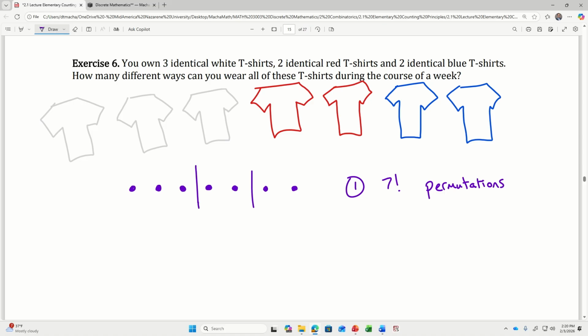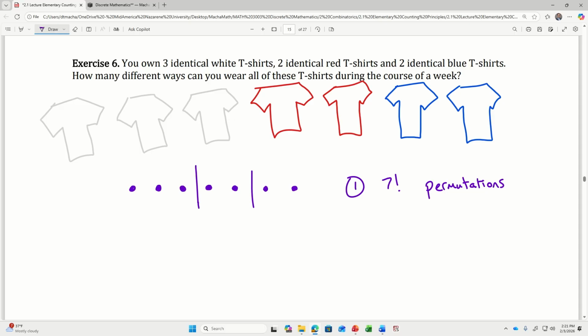Maybe I misspoke. Maybe the better way to think about this is each one of those dots is a day of the week. Right? Imagine each dot as being either Monday, Tuesday, Wednesday, Thursday, Friday, Saturday, Sunday. And as I permute these and then place these little partitions, these 3 days of the week get to be white t-shirt days. And these 2 days of the week get to be red t-shirt days. And then the last 2 days, whatever they might be, Tuesday and Friday, are going to be blue t-shirt days.